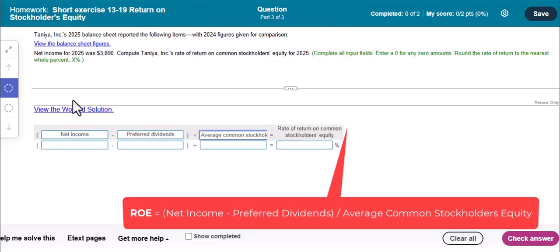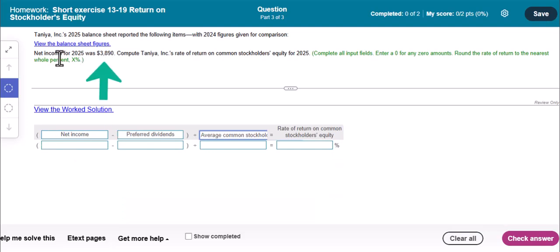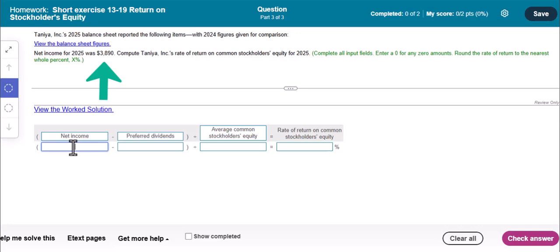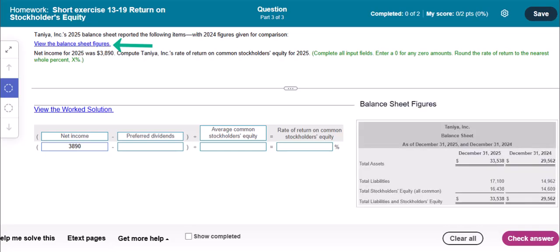The first item, net income, is given to us at the beginning of the problem. Net income for 2025 was 3,890, so we'll type that in here. Looking down at our stockholders' equity section, it says all the stockholders' equity is common, meaning there is no preferred. Since there's no preferred stock, there is no preferred dividend, so we enter a zero.